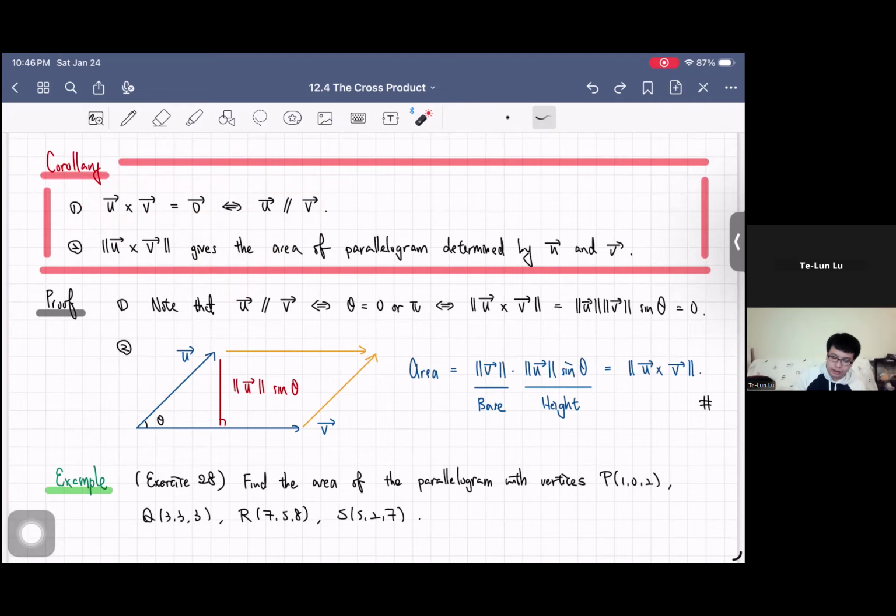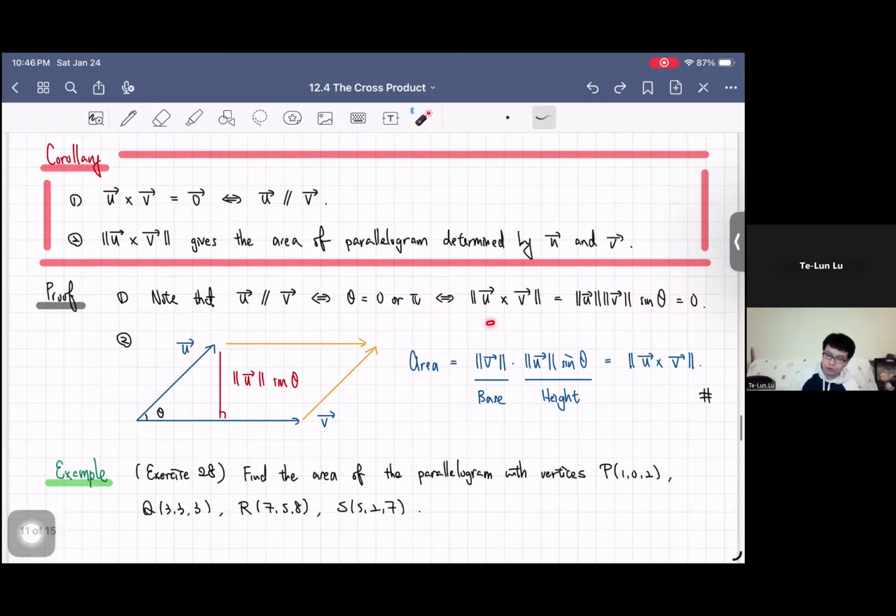Now note that when u is parallel to v, that means you're either in the same direction or the opposite direction, right? That's called parallel. So theta is either 0 or pi. However, sine 0 and sine pi are both 0, right? So the magnitude of u cross v in this case will be 0. What vector has magnitude 0? Just the 0 vector, right? So that means u cross v is 0.